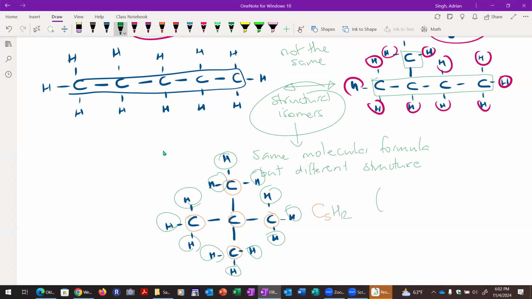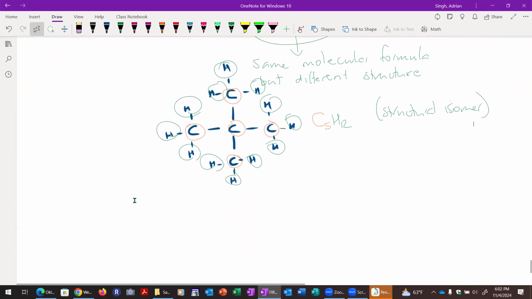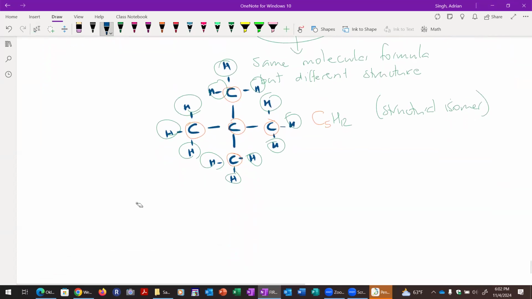This is also a structural isomer of all the other two, right? They have the same formula. We've drawn all the atoms, all the bonds. They have the same components, just different structures. What if I had a structure like this one? Let's say I had one, two, three, four, and then maybe a C coming off of that one.